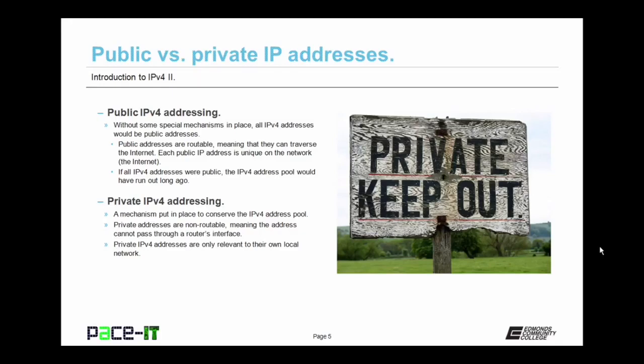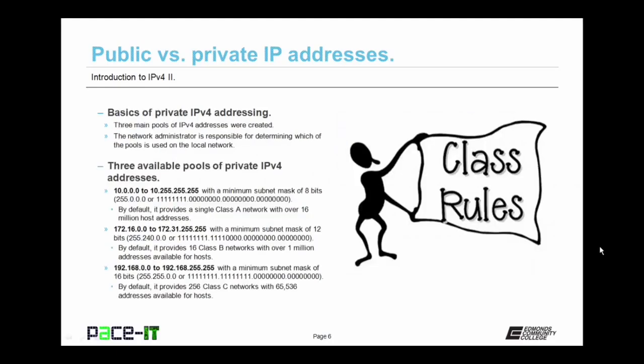So now let's talk about how we get those private IPv4 addresses. There are three main pools of private IPv4 addresses. The network administrator is responsible for determining which of those pools is used on the local network. So now let's talk about those three pools. First up, there's 10.0.0.0 up to 10.255.255.255. Now you can use this with a minimum subnet mask of 8 bits. By default, it provides a single Class A network with over 16 million host addresses.